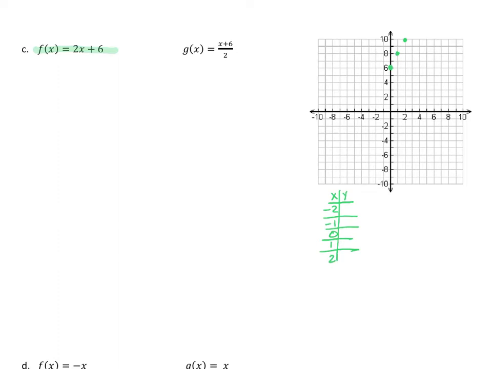We already have a few of these values, so for 2, the y value is 10. For 1, the y value is 8, 6. And then you notice it just keeps going down by 2 since that's the slope. So 4 and 2. So we can plot the rest of those points. I don't know exactly which ones you used, so I'm going to plot them all the way down.